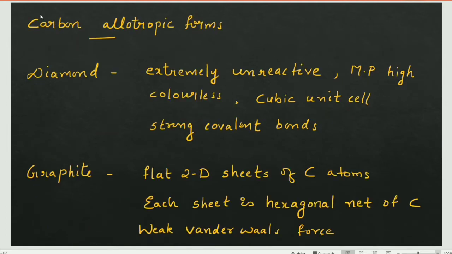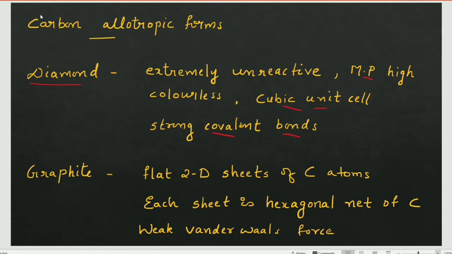Next is carbon allotropic forms, and the first one is diamond. In diamond, the bonds are strong covalent bonds and it is extremely unreactive. Diamonds have a high melting point and strong covalent bonds. These are the two important points. And another point is it has a cubic unit cell. So the cubic unit cell is the structure of diamond.